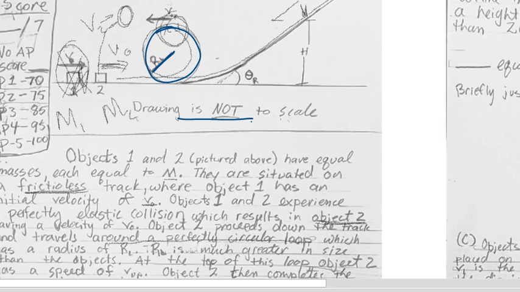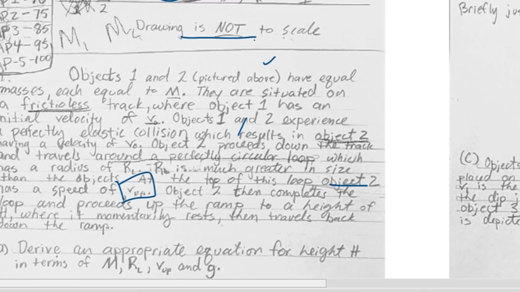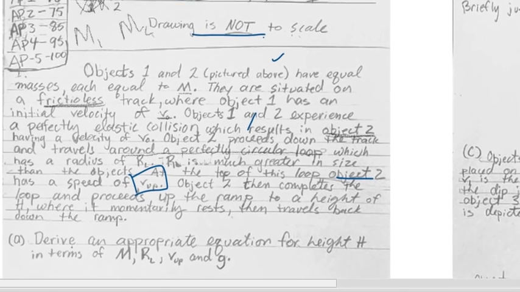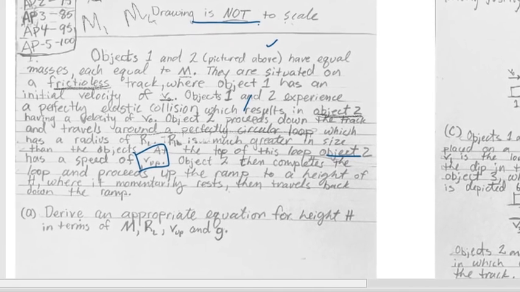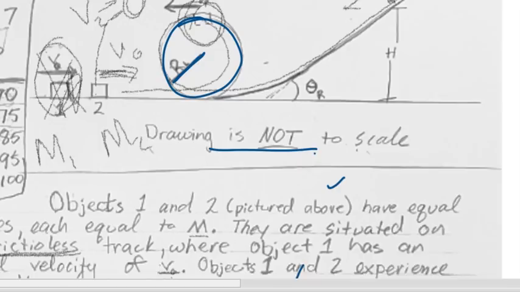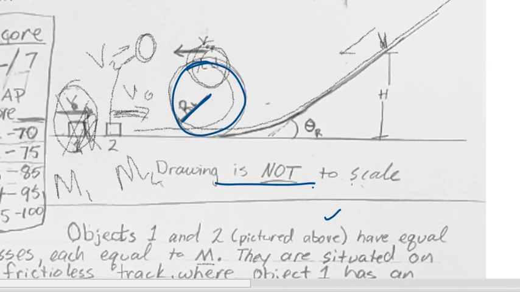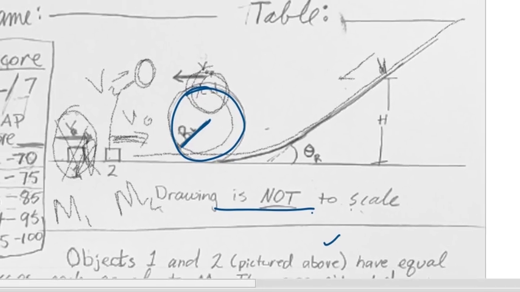At the top of this loop, object 2 has a speed of v up. Object 2 then completes the loop and proceeds up the ramp to a height of h, where it momentarily rests and travels back down the loop. Okay, so that's kind of like what I figured. Got a lot of extra information on this one. So it's right here at v up.